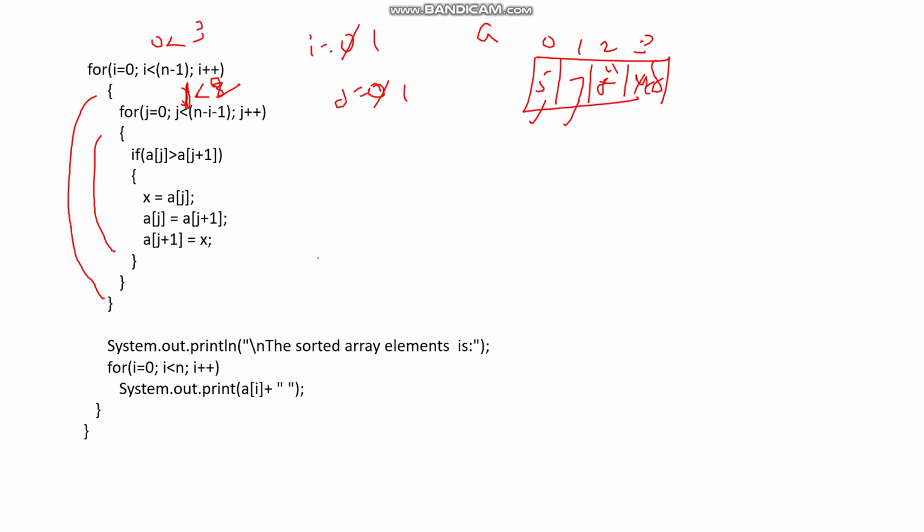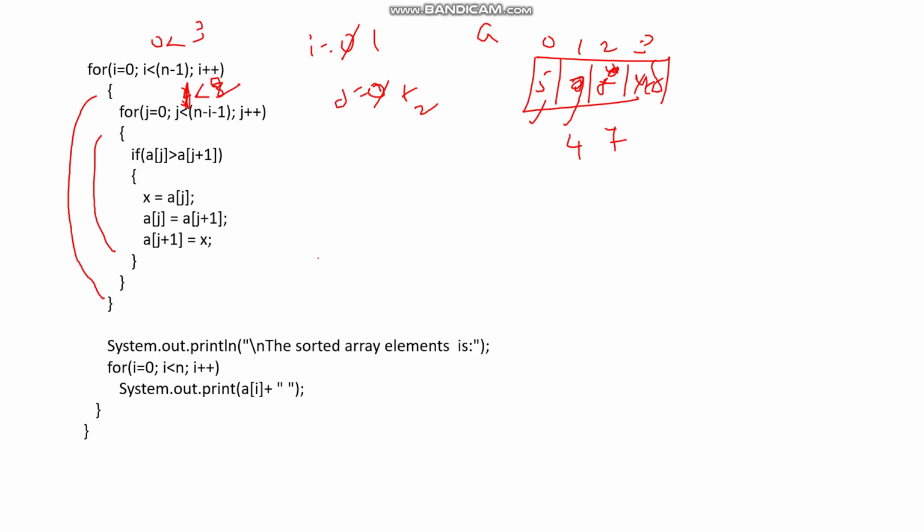E of j is greater than E of j plus 1. Means E of 1 is greater than E of 2. 7 is greater than 4. True. So the condition is true and the body will be executed. Means the 4 will be shifted into this place. The 7 is shifted into this place. After that, increment the j value to 2. 2 is less than 2. False. And the condition is false, so we exit. With that, the second pass is completed.